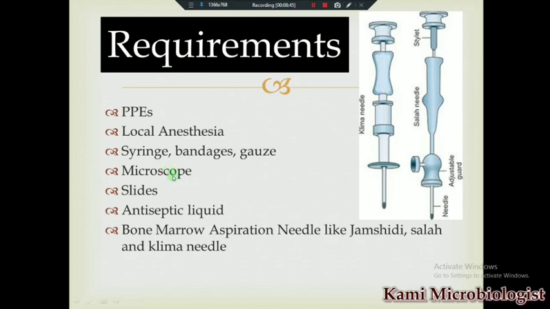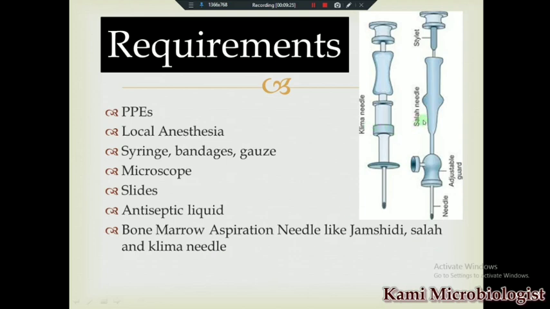We need a microscope through which we will examine the slides on which we prepared the smear. Slides are also important because through the slide we can easily prepare the smear for the examination of the bone marrow cells. Antiseptic fluid or liquid is important to sterilize the specific area from where we take the bone marrow sample. For the bone marrow aspiration needle, we can say Jamshidi needle, Salah and Klima needle. The Jamshidi needle is specially used for bone marrow biopsy, but these two, Salah and Klima needles, are mostly important for bone marrow aspiration.